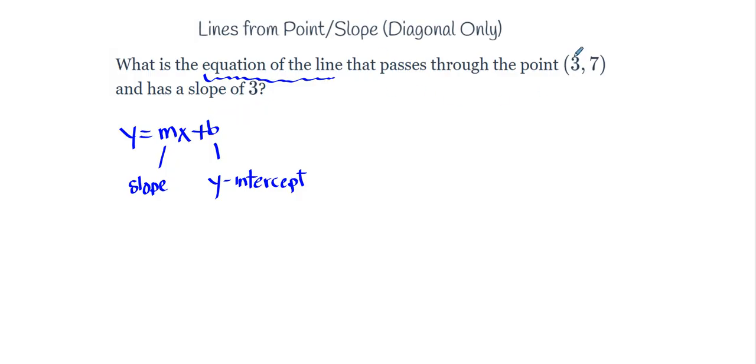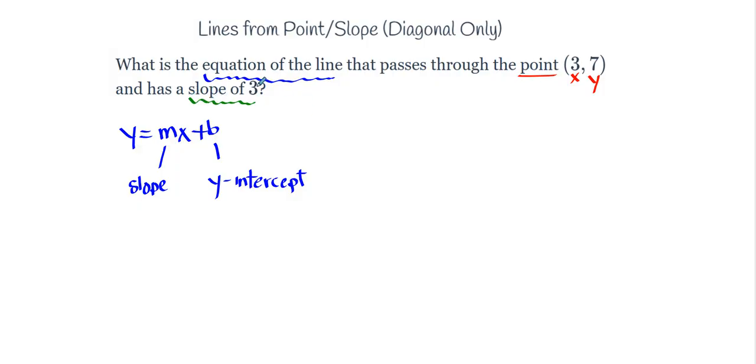The next thing I'd like to point out is they do give us a point here. So they give us a point of (3, 7). Just remember, this is an ordered pair. In other words, in parentheses you have an x value separated by a comma from the y value. The 3 is my x and the 7 is my y. And then lastly, they do give us a slope of 3.